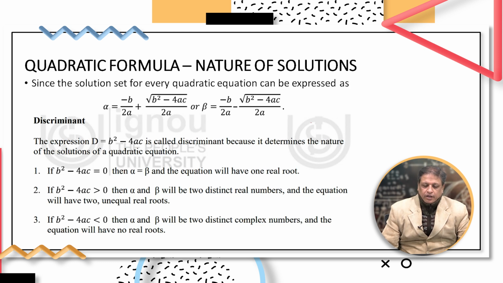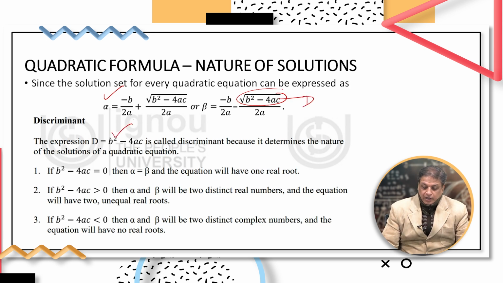And we find that if there is an equation ax square plus bx plus c equal to 0, then we are going to have the roots of the quadratic equation as alpha and beta. Alpha is given by minus b by 2a plus square root of b square minus 4ac by 2a, or you can simply say minus b plus square root of b square minus 4ac upon 2a. The other solution will be beta is equal to minus b minus square root of b square minus 4ac upon 2a.